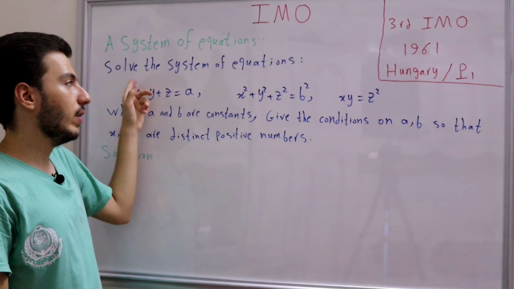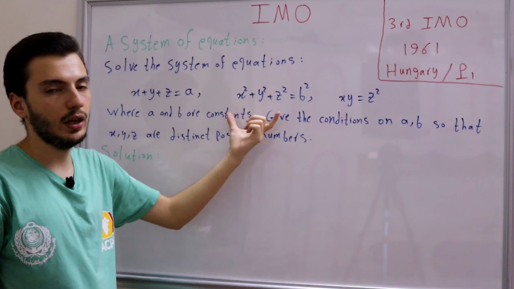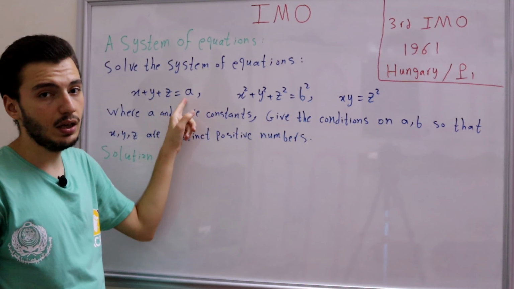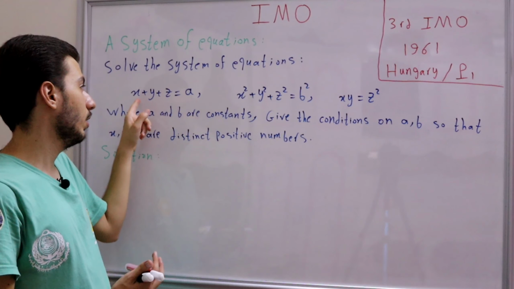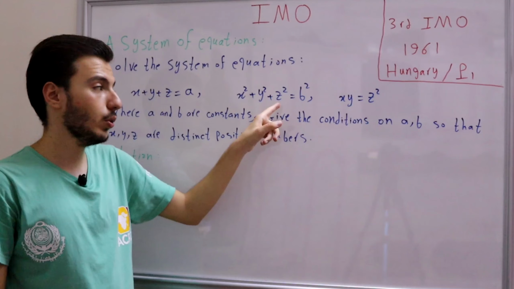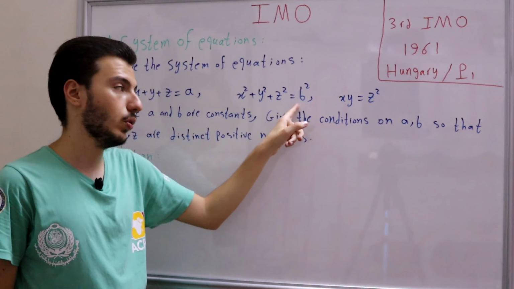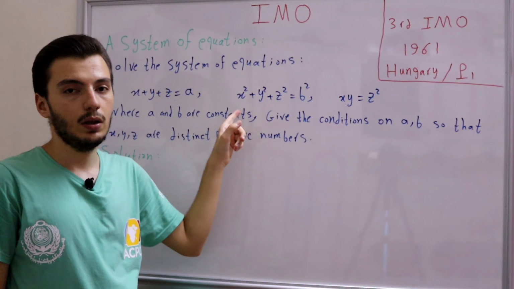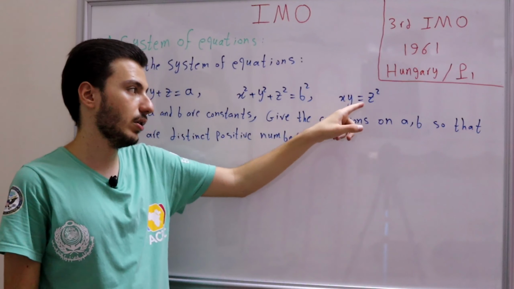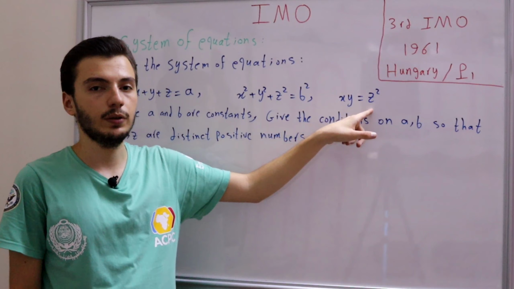We need to solve the system of equations, and we have three equations with three variables. x plus y plus z equals a, so the sum of the variables is a, and x squared plus y squared plus z squared equals b squared, so the sum of the variables squared is b squared, and we've got this nice equation, xy equals z squared.